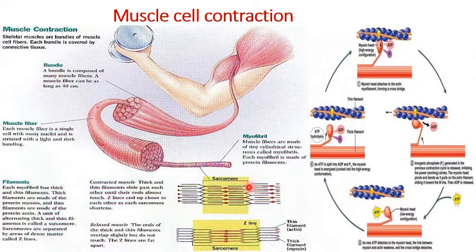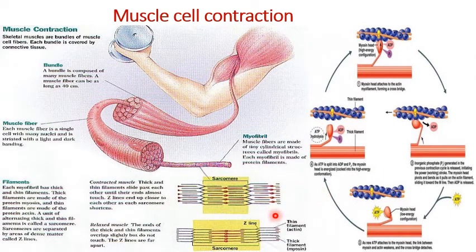When the Z lines come closer together, as the thick and thin filaments touch the Z line, these two Z lines come so close that the contraction takes place. When the Z lines go apart, there is a release of the muscle cell, or relaxation of the muscle cells. Okay, let's see what mechanism happens here during the contraction.